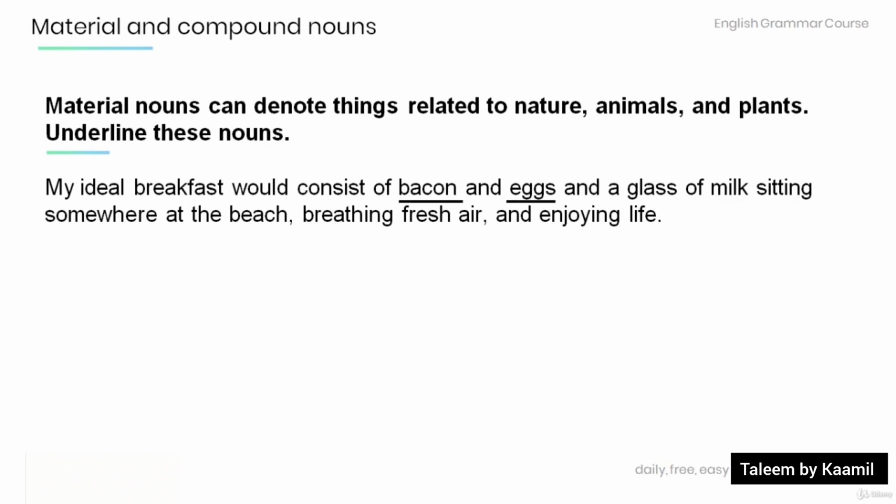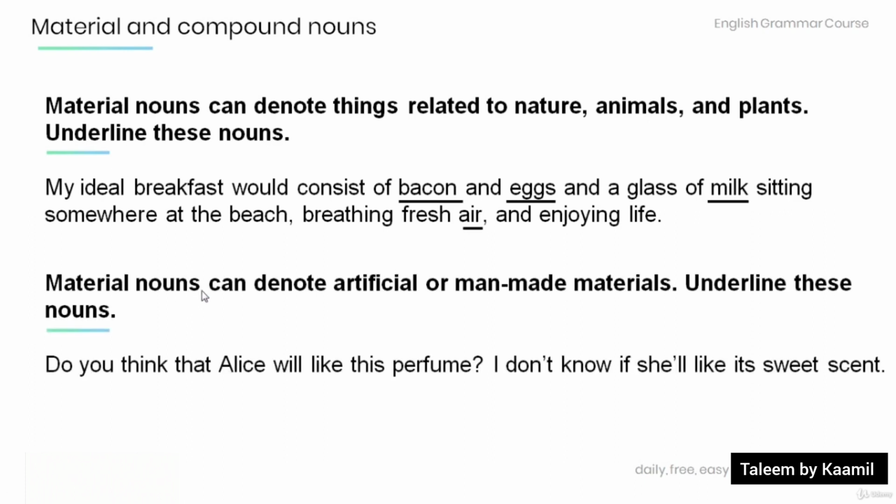Bacon, eggs, milk, air. Remember, the material nouns can also denote artificial or man-made materials. Now read the following sentences and underline these nouns. Do you think that Alice will like this perfume? I don't know if she'll like its sweet scent. Perfume.